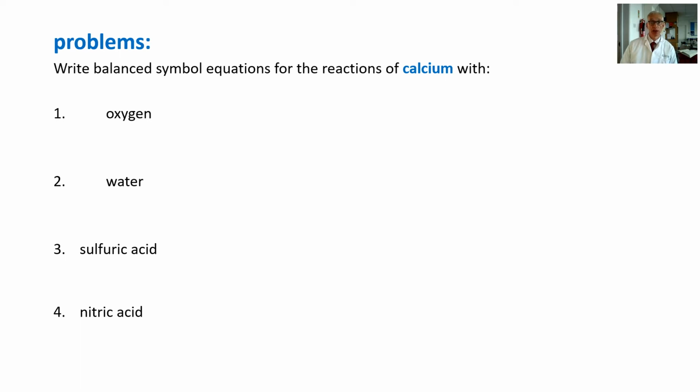So write balanced symbol equations for the reactions of calcium with oxygen, with water, sulfuric acid and nitric acid. Pause the video, restart when you need to check your answers. So for oxygen, 2 calciums give us 2 calcium oxides. I've included state symbols. If you haven't done, maybe you need to pause and add your state symbols.